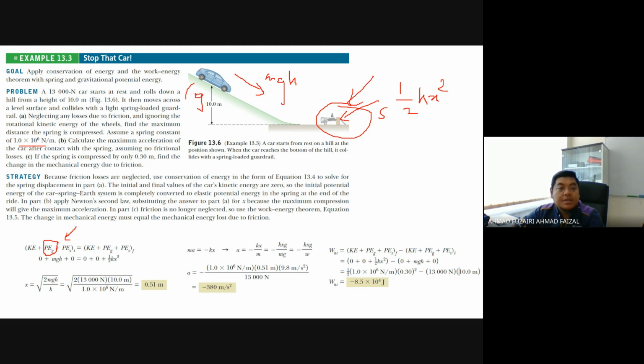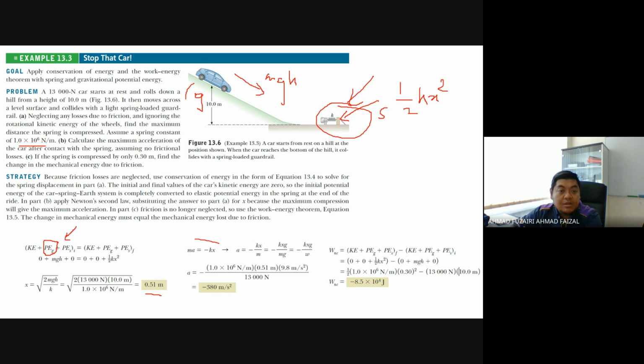Find the maximum distance. Part A, the answer is 0.51 meters. Part B: calculate the maximum acceleration of the car after contact with the spring, assuming no frictional losses. That means we want to find what the acceleration will be at maximum compression of the spring.